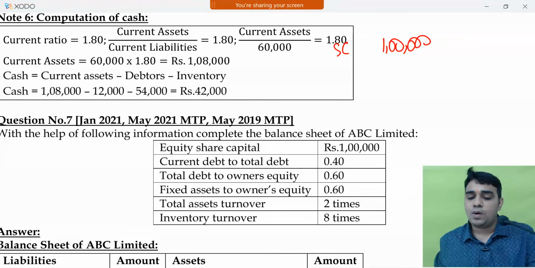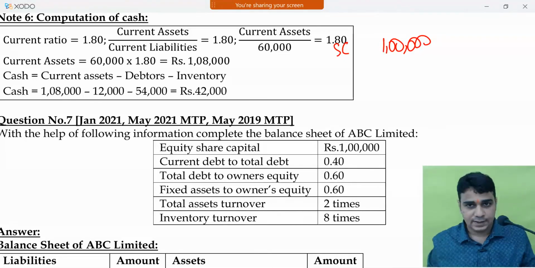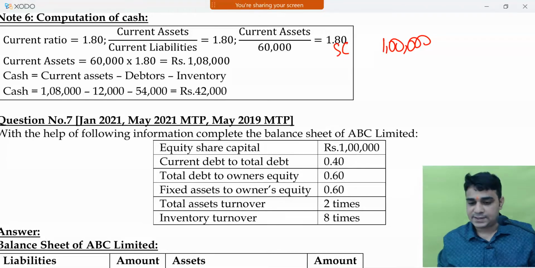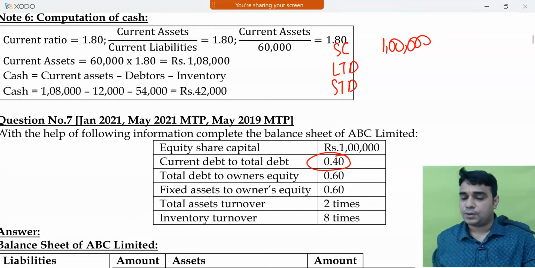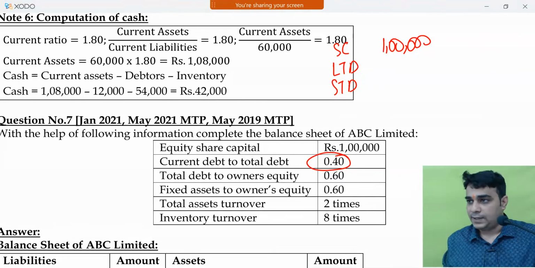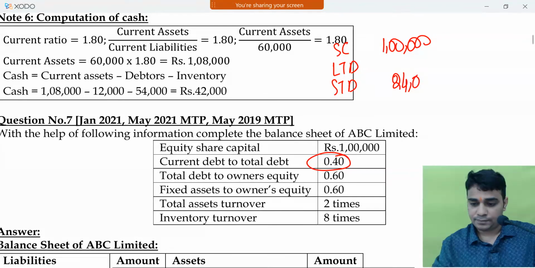Total debt to owner's equity is 0.6, which means overall debt is 60,000, which can be split as long-term debt and short-term debt. Short-term debt is 40% of total debt. So this is 24,000, and long-term debt is 36,000.